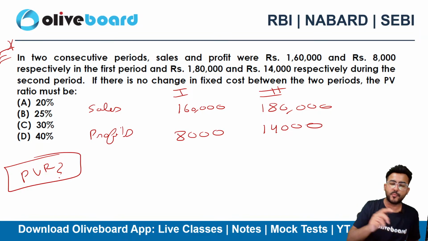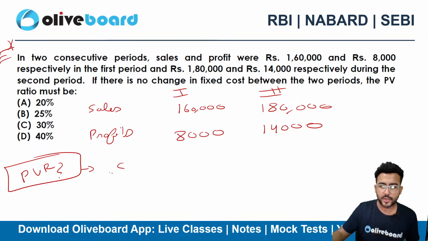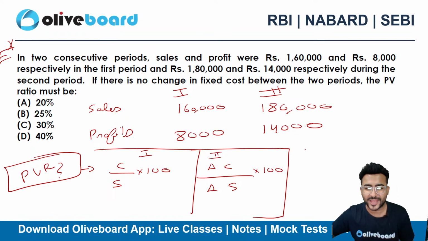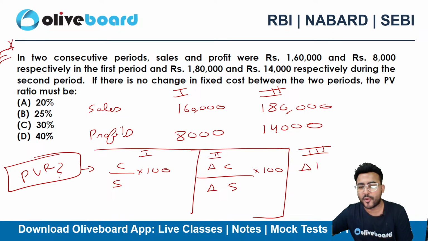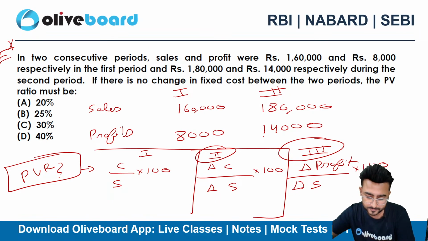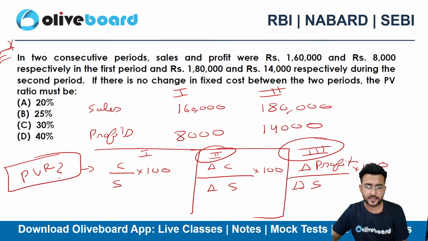There is a formula to calculate PV ratio: contribution divided by sales into 100. There is one more formula to calculate PV ratio: change in contribution divided by change in sales into 100. There is one more formula: change in profit divided by change in sales into 100. The second formula and the third formula is the same only.